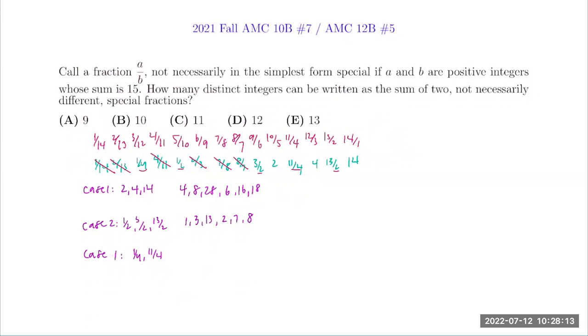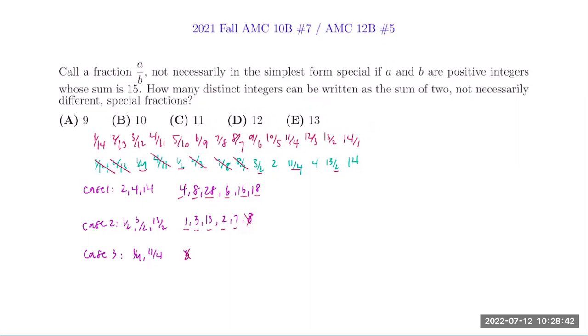We have that 11 over 4 plus 1 over 4 will be able to give us 3. 1/4 plus 1/4 gives us a fraction. 11 over 4 plus 11 over 4 gives us a fraction as well. So now we have a certain number of distinct answers. Well, 4, 8, 28, 6, 16, 18, 1, 3, 13, 2, 7. 8 is already said in the first case, and 3 is already called for in the second case as well.